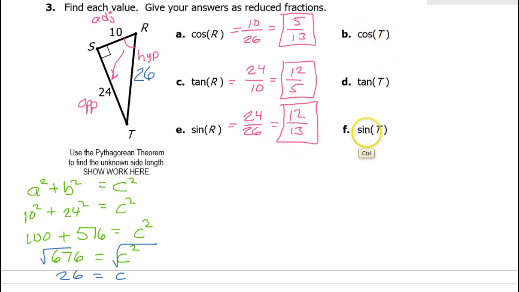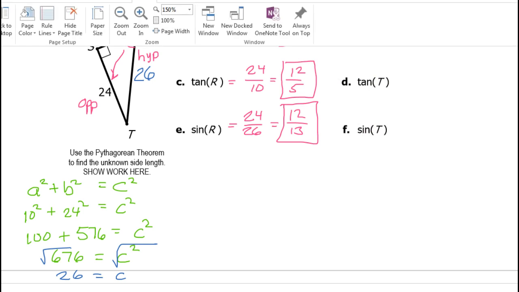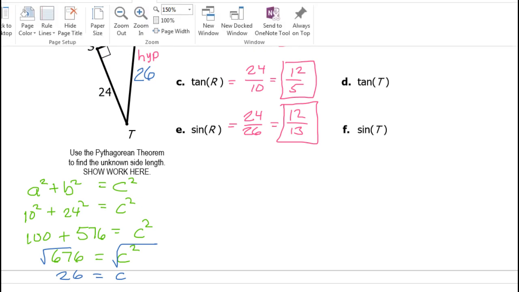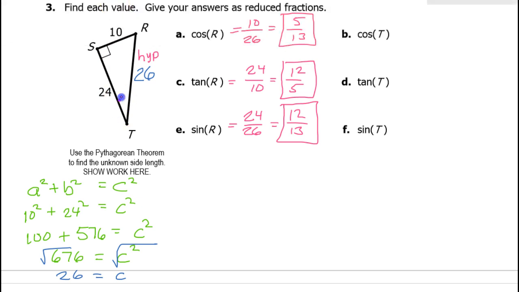All right, now the rest of these are from the perspective of angle T. So that's going to change a couple things. So from the perspective of angle T, see how the 24 is right next to this? That makes it adjacent. Adjacent means right next to. And see how the 10 is across from angle T? That makes it opposite.